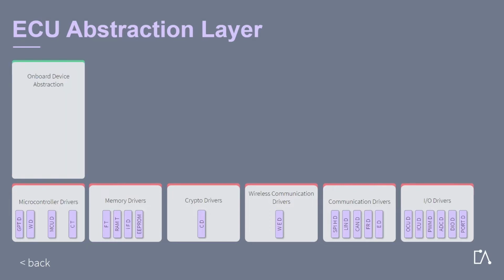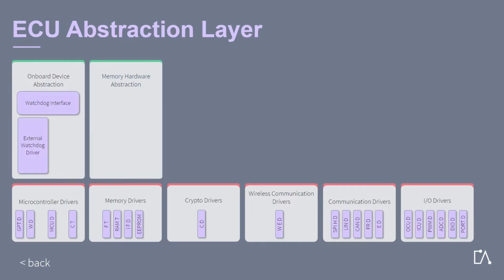The onboard device abstraction group contains drivers for ECU onboard devices which cannot be seen as sensors or actuators, like internal or external watchdogs. Those drivers access the ECU onboard devices via the microcontroller abstraction layer. Here you see an example for watchdogs, which uses the internal watchdog driver and the SPI handler driver. The main task of this group is the abstraction from ECU-specific onboard devices.